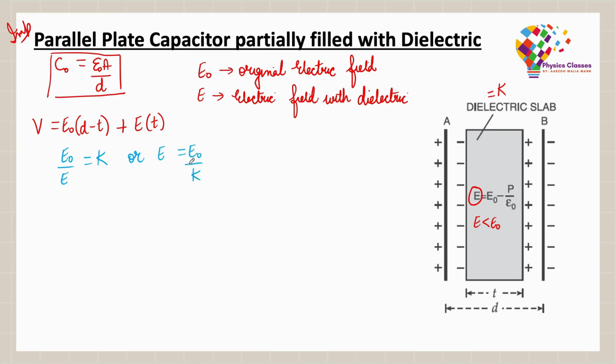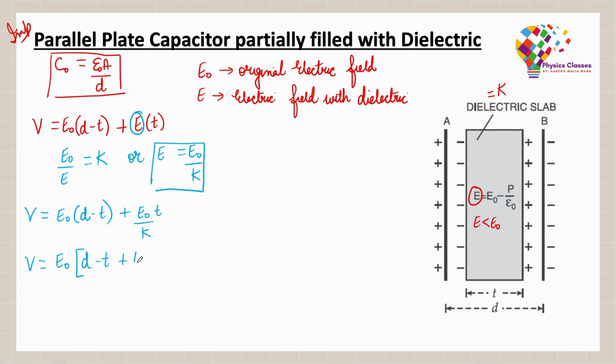Now let's substitute this value of E over here in the potential difference equation. So my V would be equal to E naught into D minus T plus E naught by K times T. I can further take E naught common over here, and I would be left with D, T, and T by K. So this one here is my final expression for the potential difference.